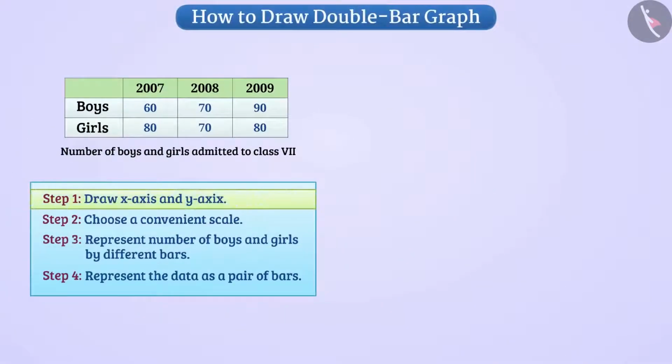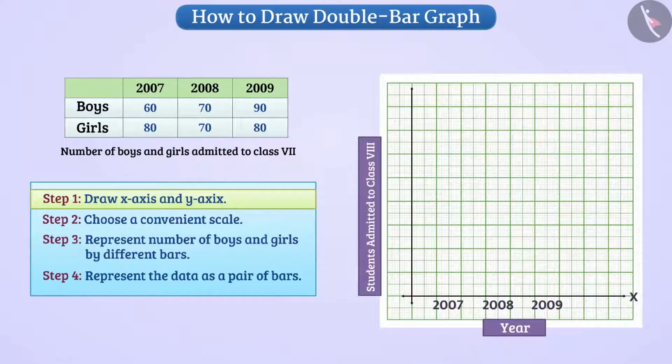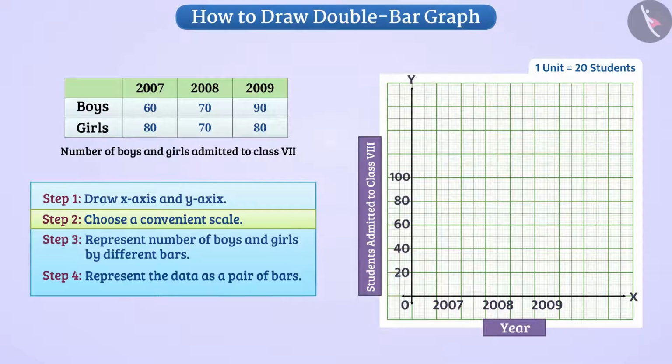Step 1. On paper, we will draw two mutually perpendicular lines, year on x-axis and number of students in class 8 on the y-axis. Step 2. For our convenience, we will choose a convenient scale. Like here, we can take 1 unit is equal to 20 students. According to the scale, we will show numbers on the y-axis.